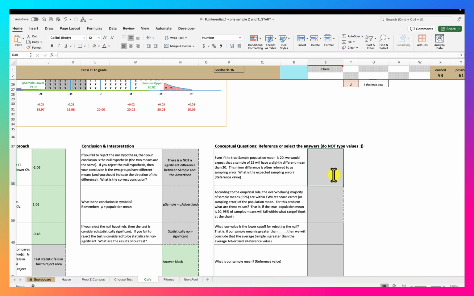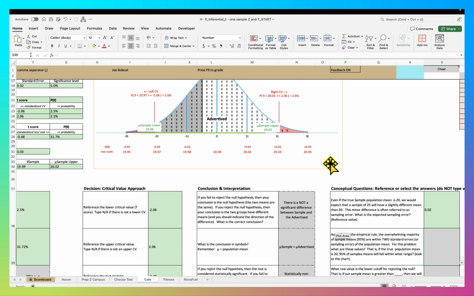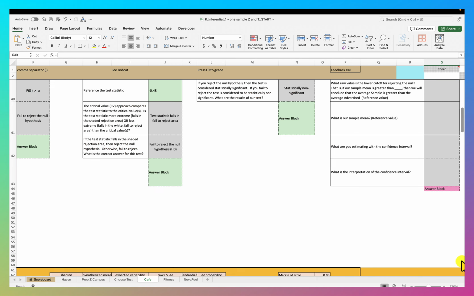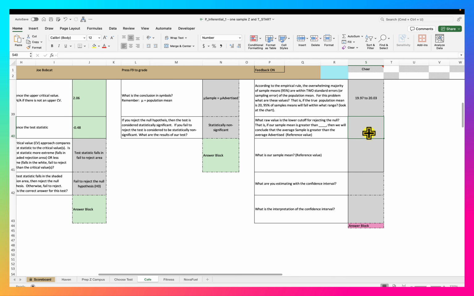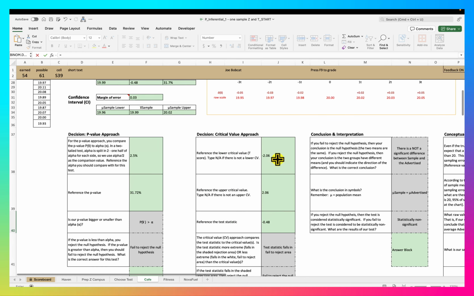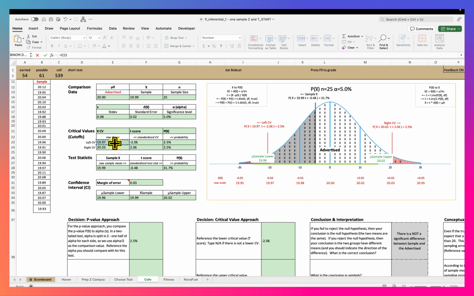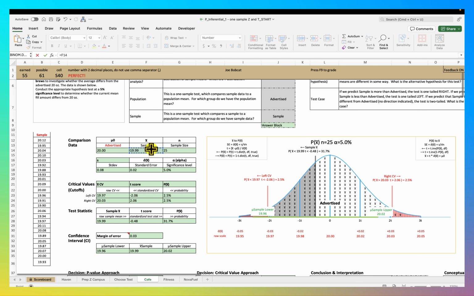All right, now this is the problem that looks for us to give the standard error. It's there. Empirical rule to get 95% confidence would be from here to here, so 1997 to 2003. Oh, it's actually a drop down. There we go. And what raw value is the lower cutoff for rejecting the null? It's a raw value. This guy. And our sample mean is this guy.